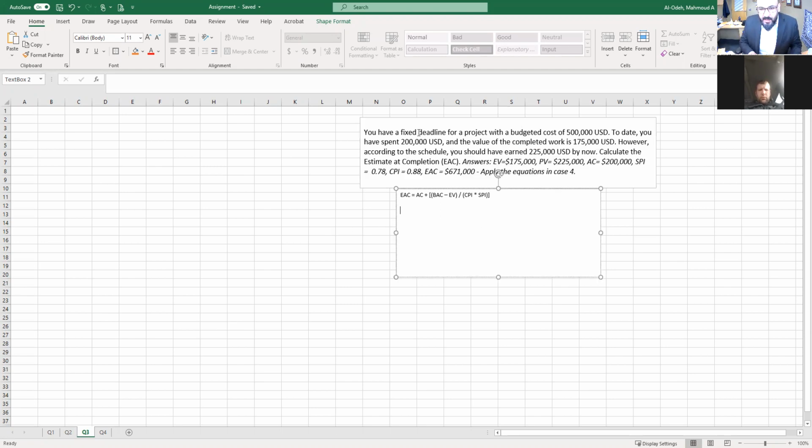All right, let's take a look. This is a fixed deadline, so this tells you that this is in case 4. So the estimate at completion would be this equation. And what's the difference between this equation and the one before? Because we have a fixed deadline, we have to consider the schedule index and the cost index at the same time.